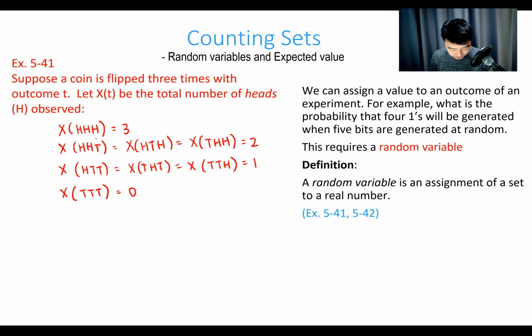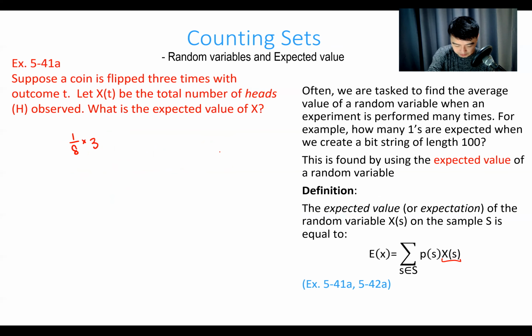What about the value 2? I take a look at the value 2. I have 3 cases. All 3 of these cases give the value 2. So it's 3 over 8. So I'm going to do plus 3 over 8 times 2. And then the third one, you can look back at the slides, is also 3 over 8. I'm going to multiply that by 1, which is the value for that random variable. And then I'm going to add 1/8 times 0. Now, if I add all of these together, this should give me 3 over 2.